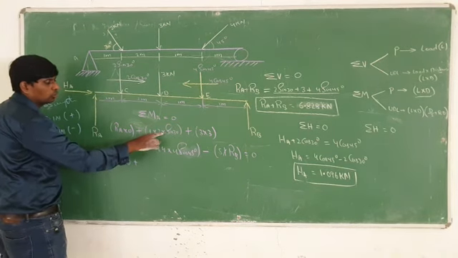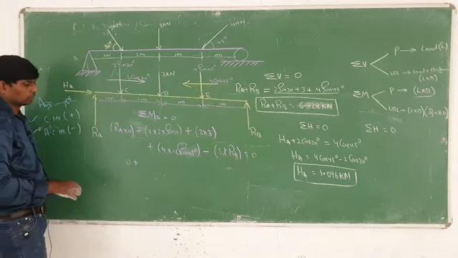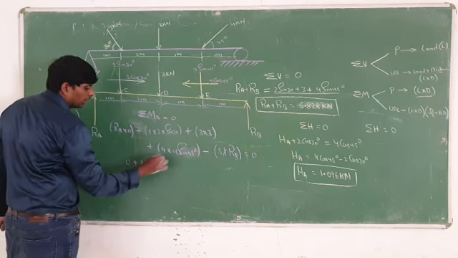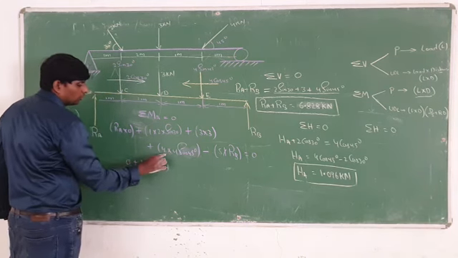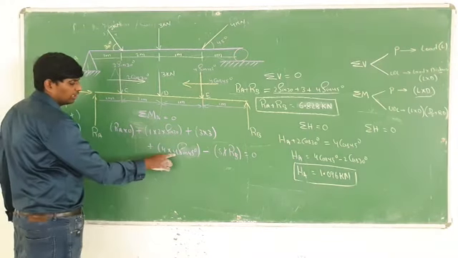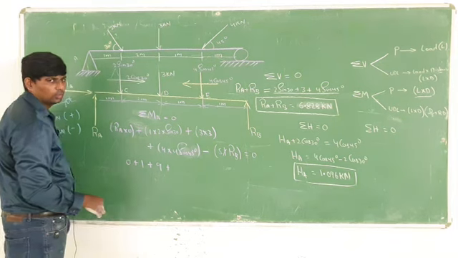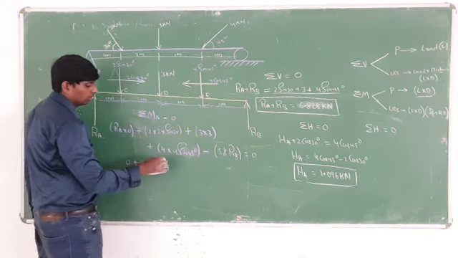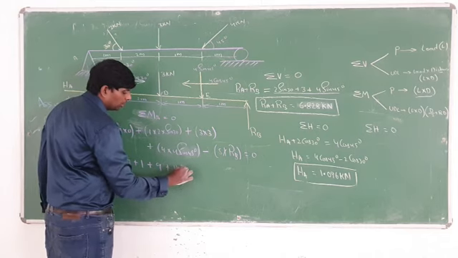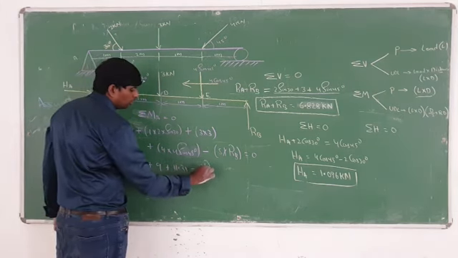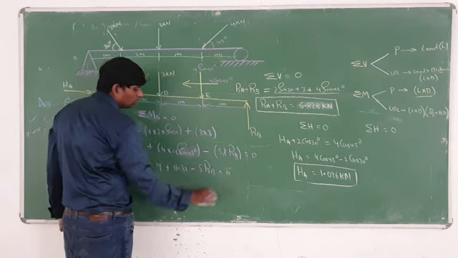Tell me this value. 2 into sin 30. Okay. Plus 3 3s are 9. Then 4 4s are 16. 16 into sin 45. 4 4s are 16, 16 into sin 45, which is 11.31, minus 5 into RB is equal to 0.